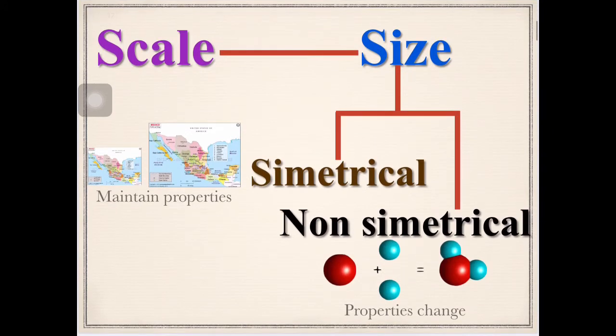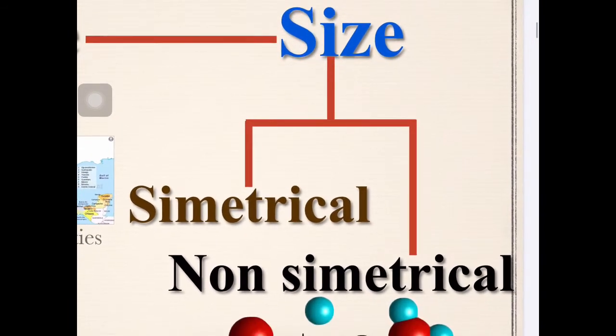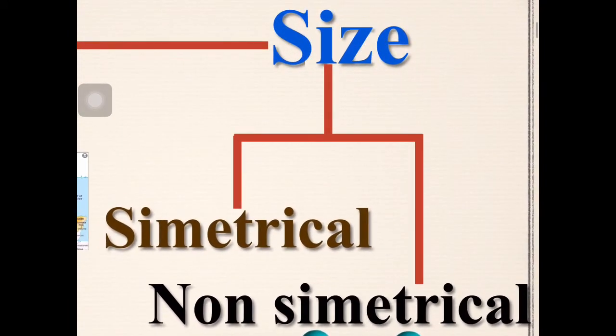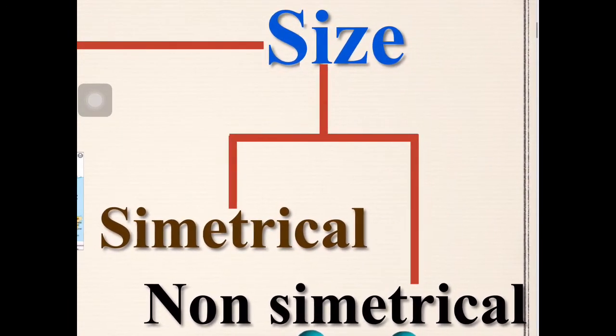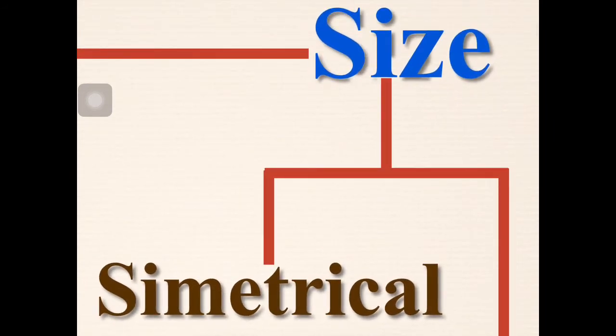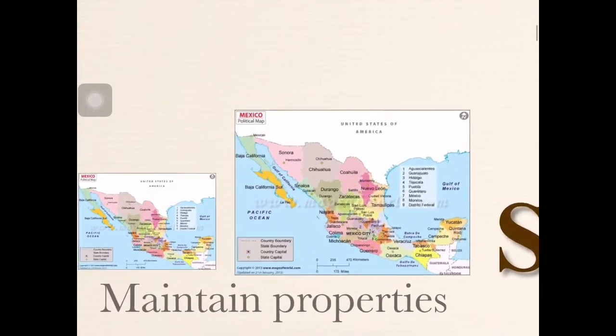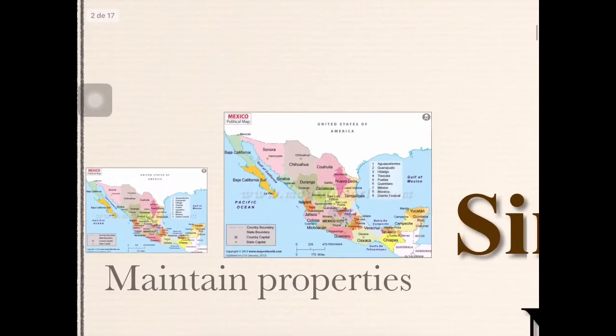Well, first we need to understand what is a scale. And scale, as we are going to see a lot in geography, has to do with size. But there are two types of scaling, and we're going to be working with both of them actually in geography. But now we're going to try to bring this to history. So there is one type of scaling that is a symmetrical scaling. This means that the properties are going to be maintained, that you're going to keep the same properties.